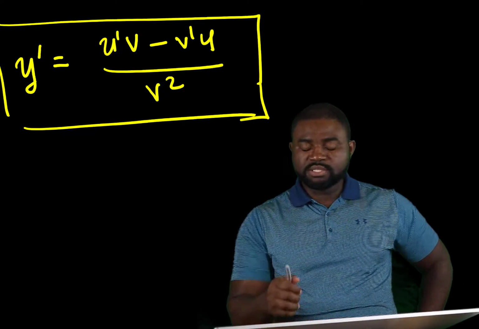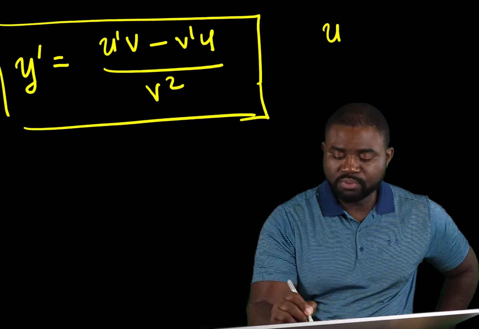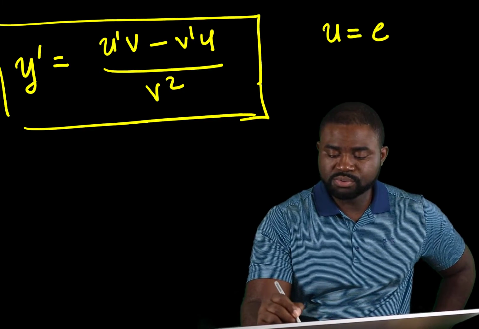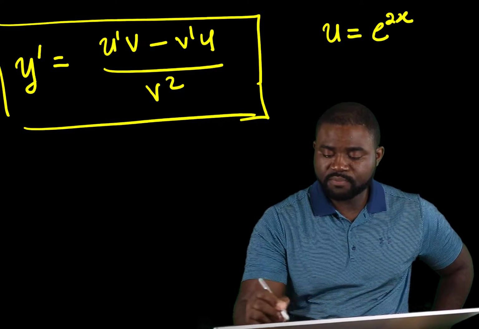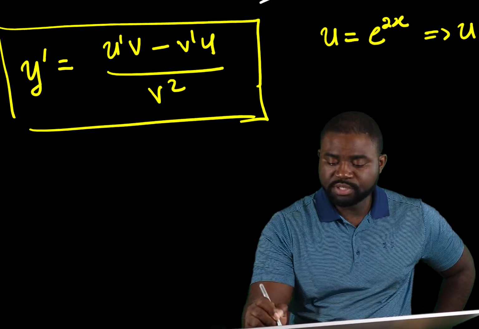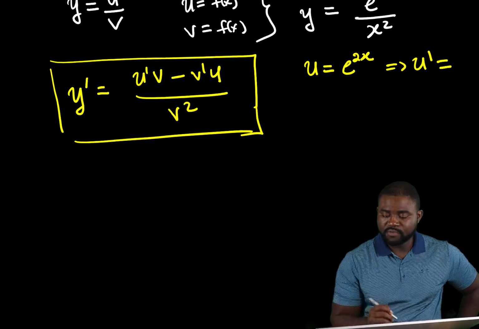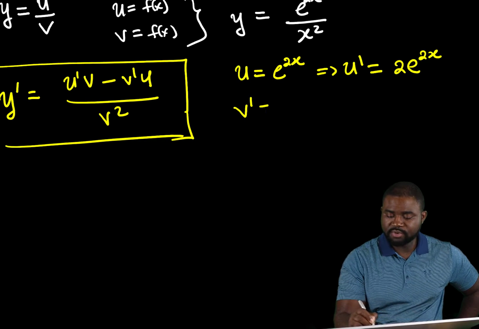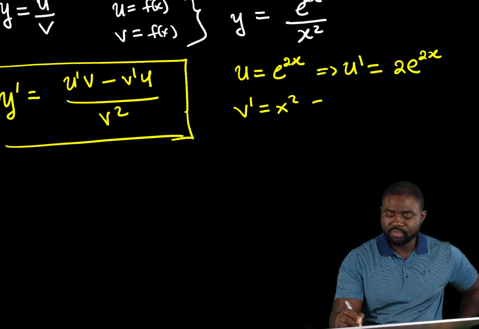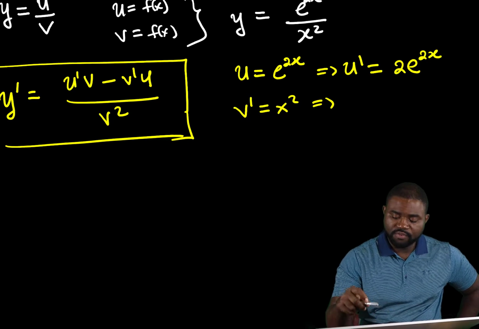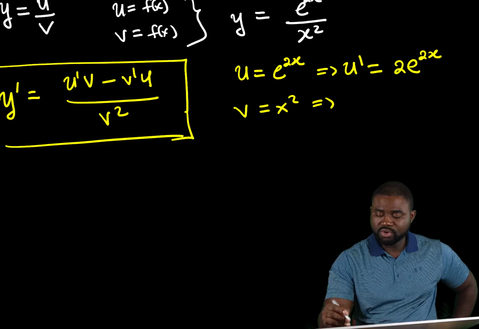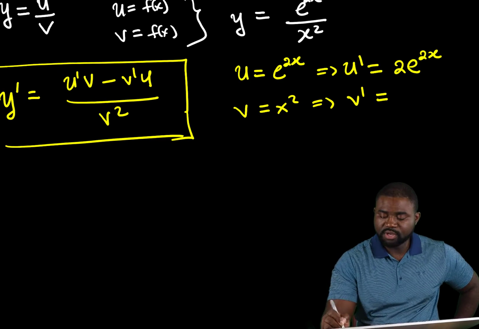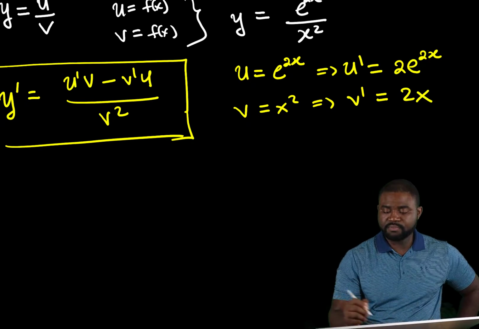So if we look at this expression, u is equal to e raised to the power 2x, which means that u prime is equal to 2e^2x, and v is equal to x squared, which means that v prime is given by 2x.